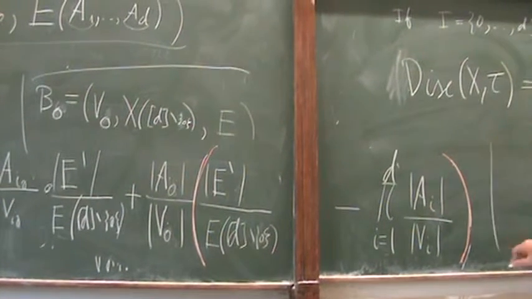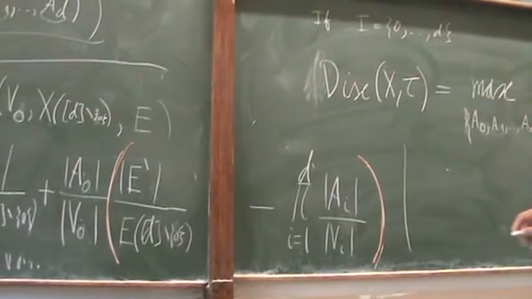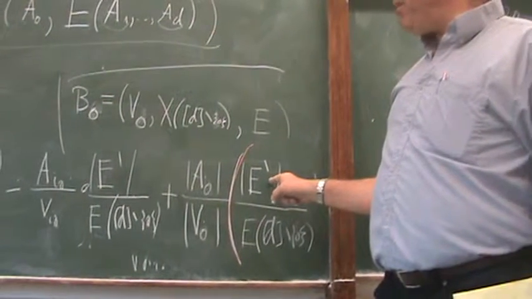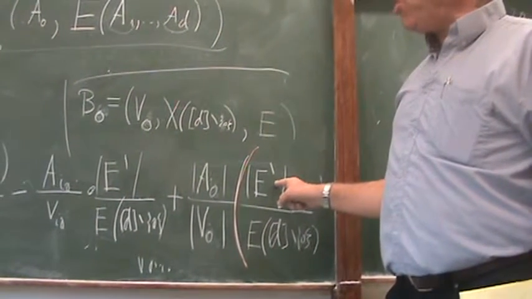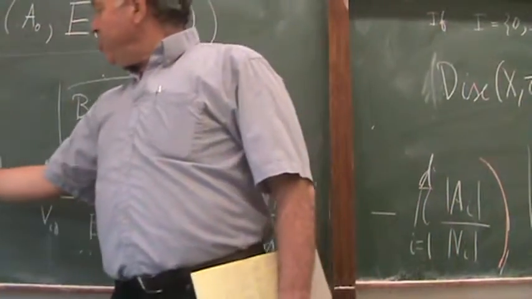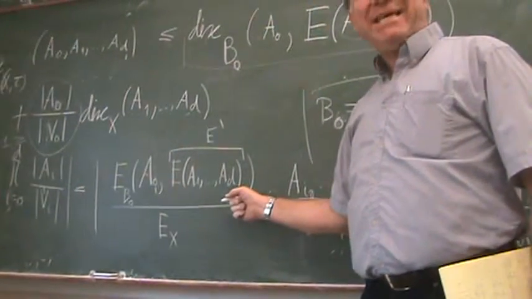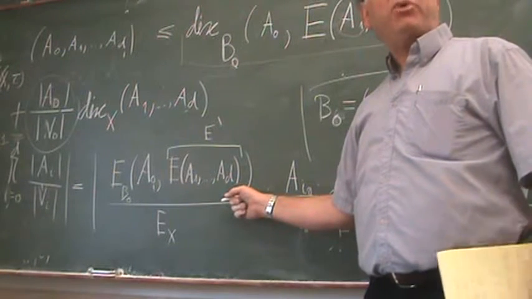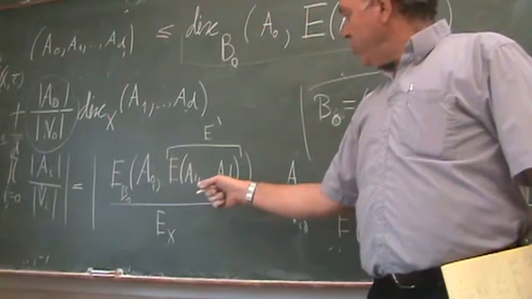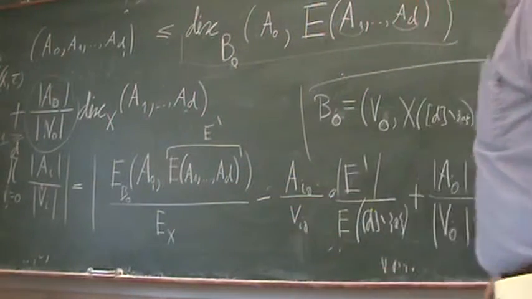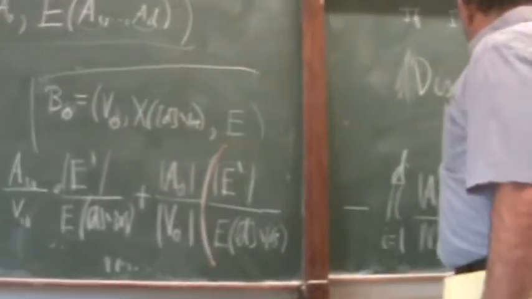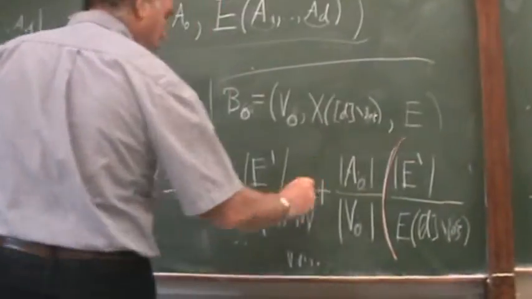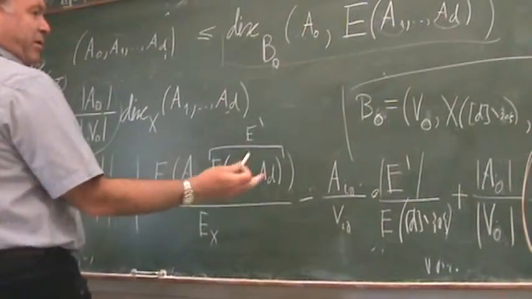Okay, so this is the same thing. And let's just understand what we put here. We put here E prime. E prime is the number of walls lying on the sets A1 up to AD. These are the codimension 1 faces whose vertices are on this. Okay, so now you can see that this is at most this.